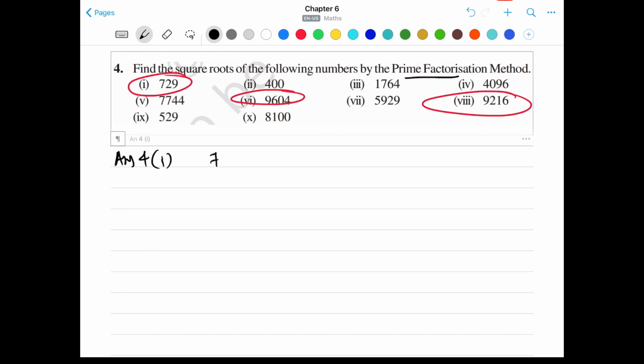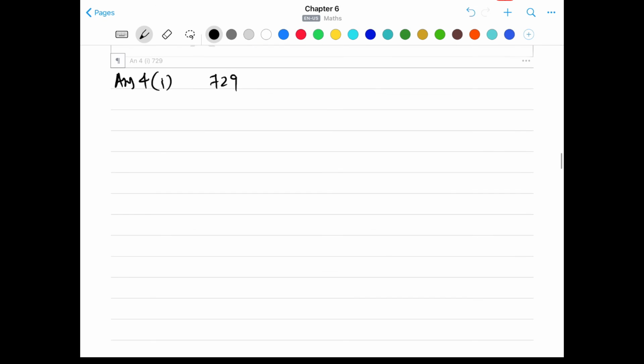Part 1, we have the number 729. So we have to find its square root by the prime factorization method. So write the number here and draw one line on this side like this and one on this side. Okay, as this number is an odd number which cannot be divided by 2, the next prime number is 3, and this number is divisible by 3, so we'll divide it by 3. You will get 2 here, then the carry will be 1, so it will be 4 and 3.